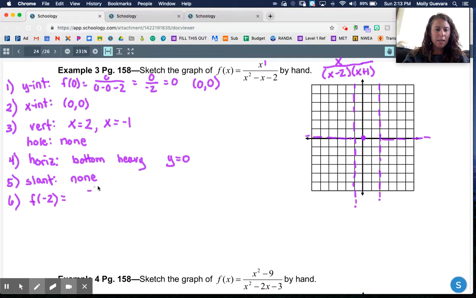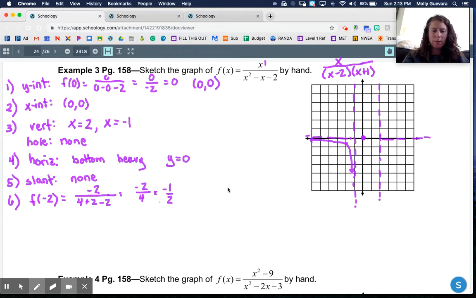So this gets me -2 on top over -2 squared is 4, minus -2 is +2, minus 2, which gets me -2 over 4, which is -1/2. So at -2, I have a point at -1/2. So this tells me that my graph is approaching the asymptote right below the x-axis.